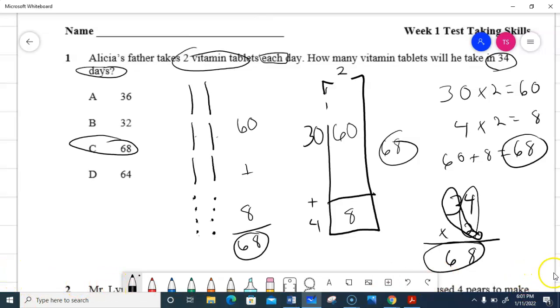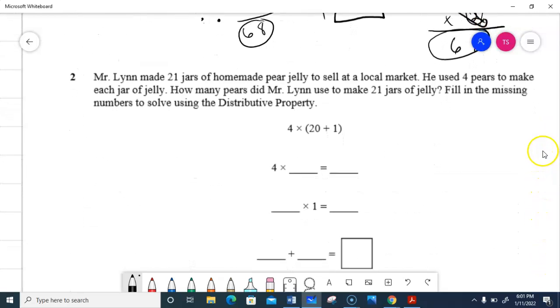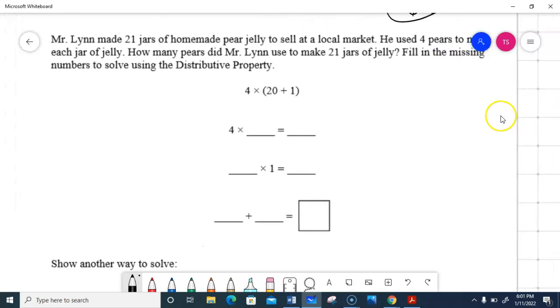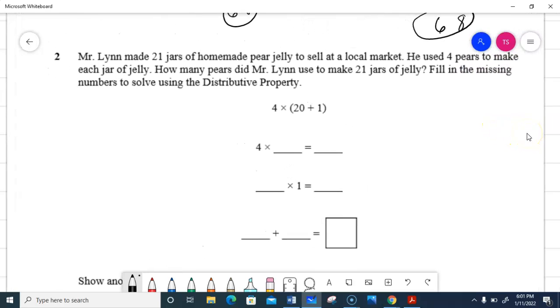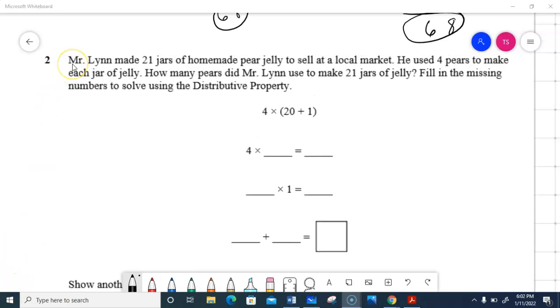Go ahead and look at the next problem here. Okay, let's read this together. It says, Mr. Lin made 21 jars of homemade pear jelly to sell at a local market. He used 4 pears to make each jar of jelly. How many pears did Mr. Lin use to make 21 jars of jelly? Okay, we're going to fill in the missing numbers to solve using the distributive property.